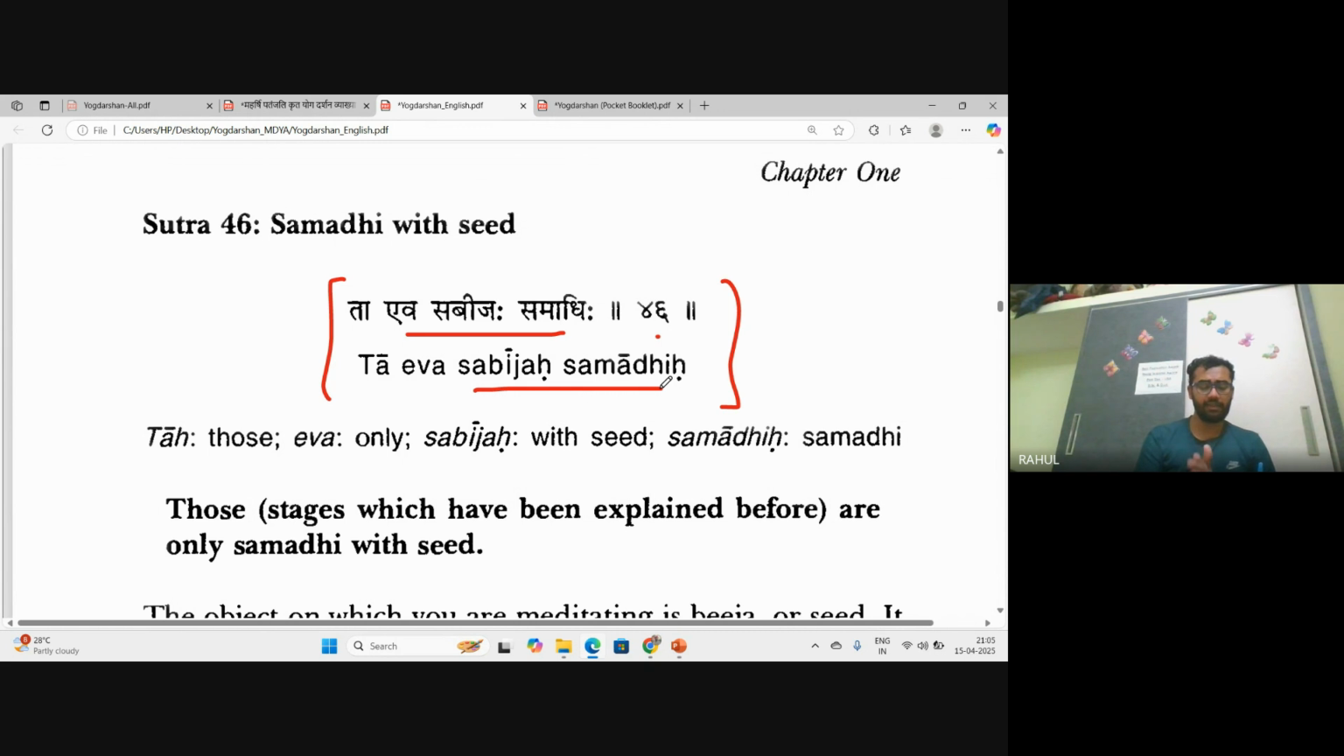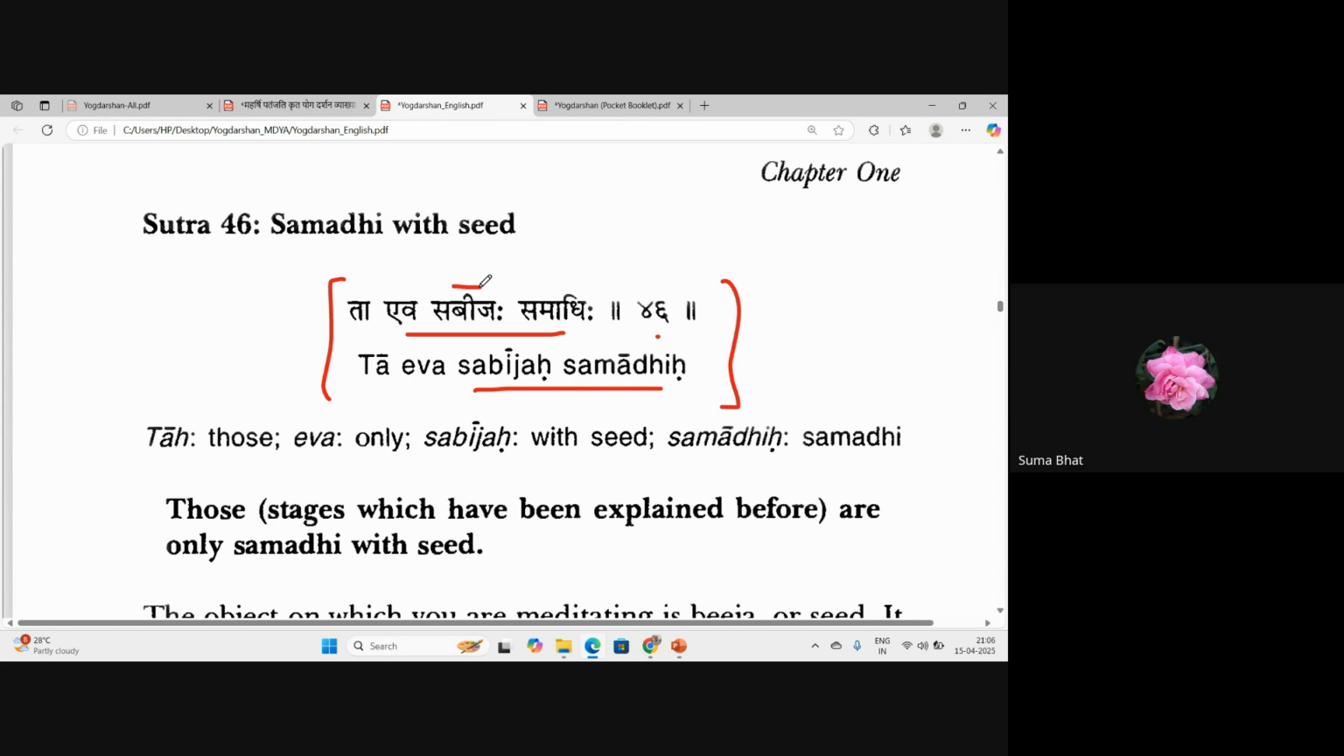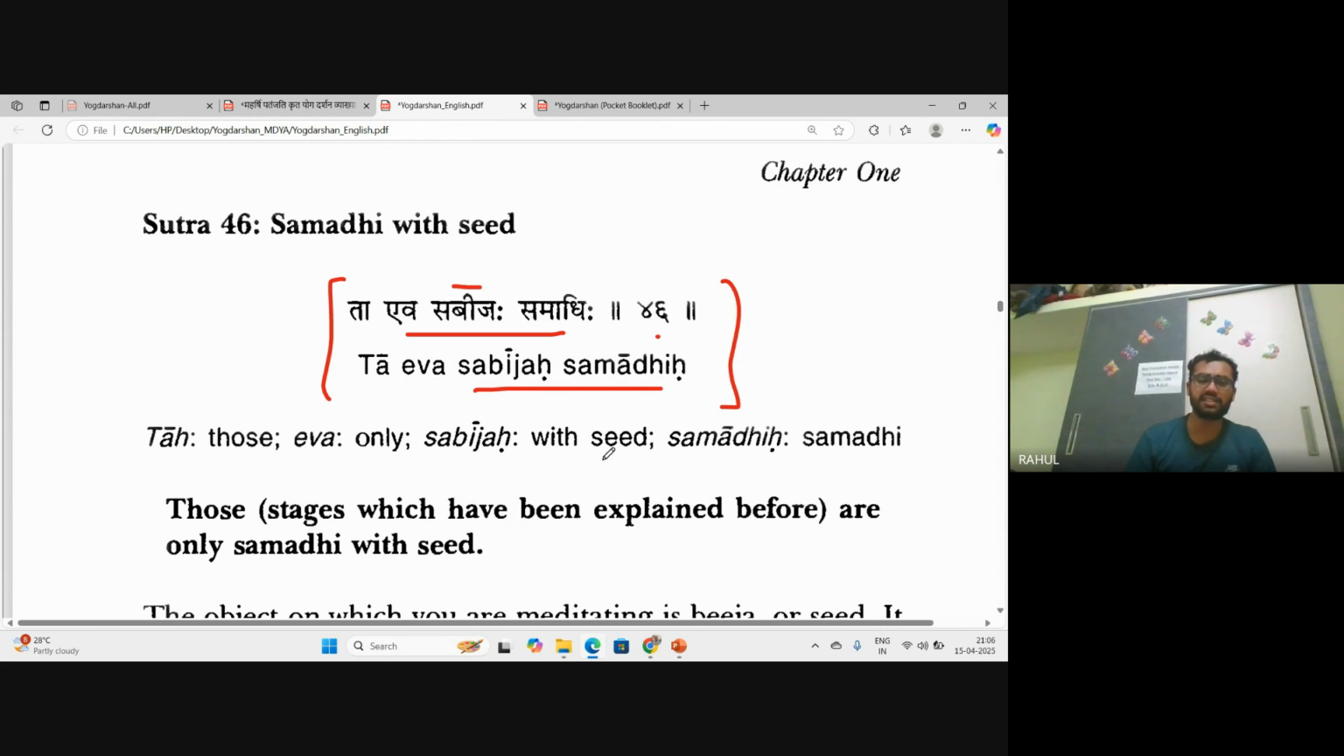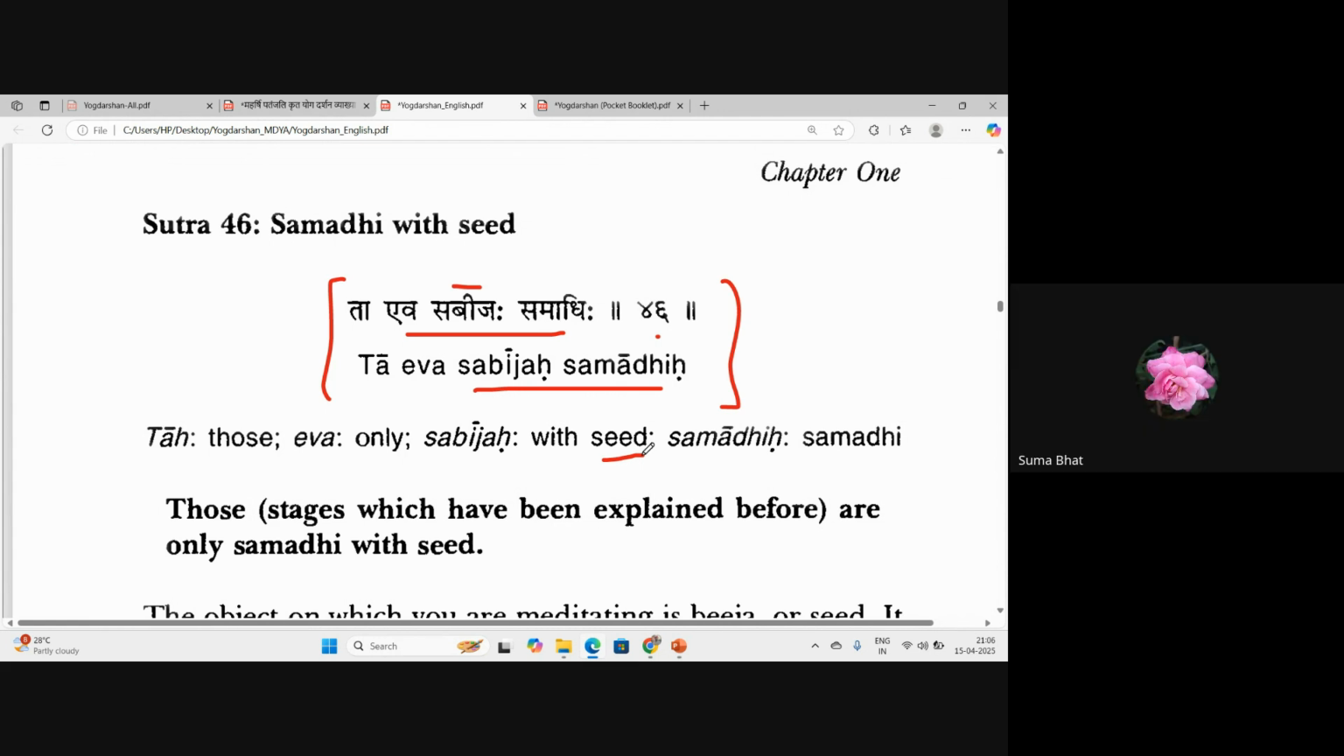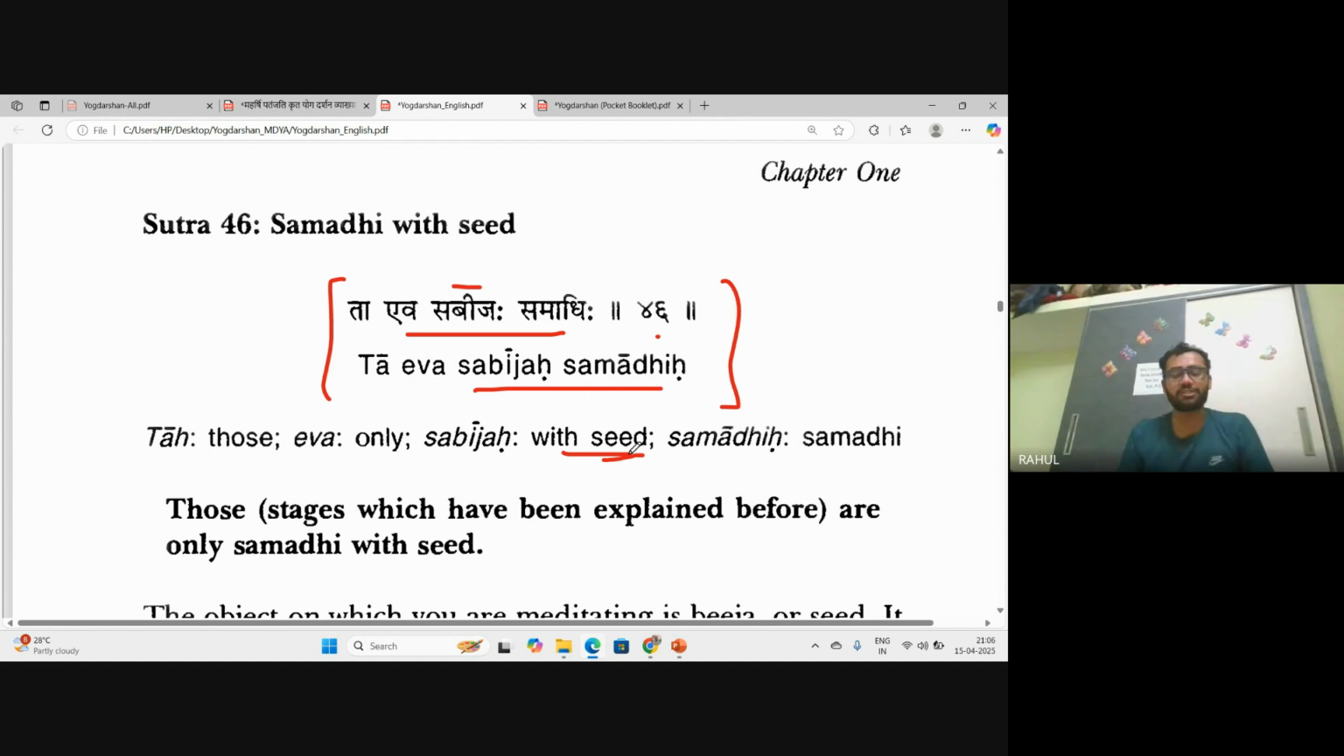Under the Sabija, what is the meaning of Sabija? Something with a root cause. That is the meaning of Sabija. Root cause is present, it means with the seed. Seed here does not mean planting, he is just translating, but the meaning is different here. So bija means the root is there, not completely destroyed.